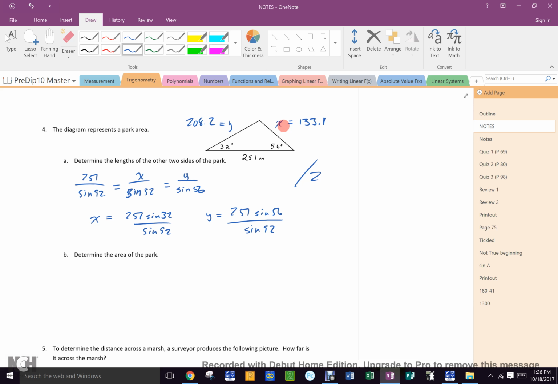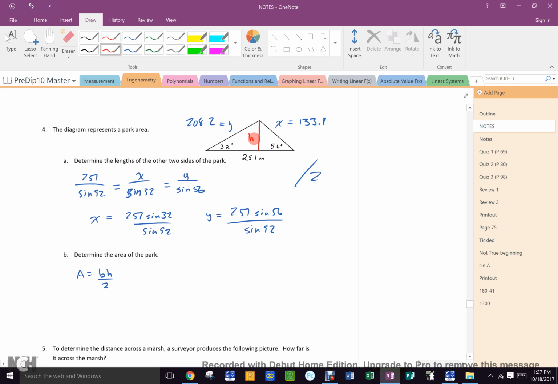Ooh, determine the area of the park. What's the area of a triangle? Base times height divided by 2. Do I have a side that I could make the base? Yes. What is it? 250. Do I have a height? No. I got to put the height in, yes? Yes. There's my height. What do I do now?